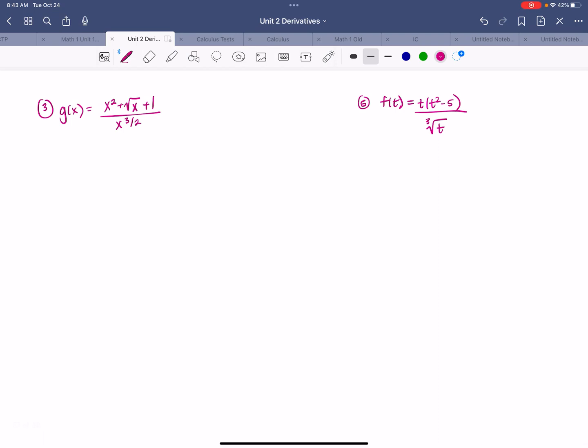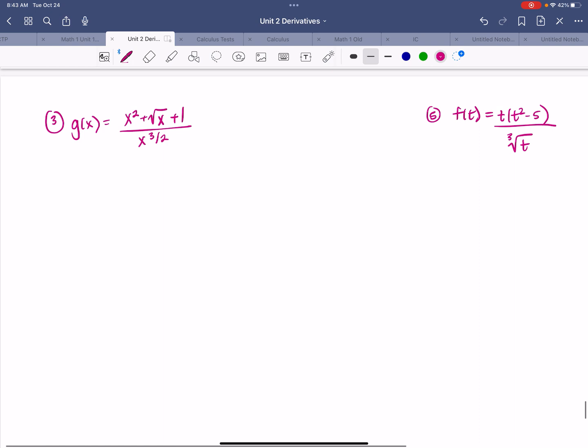In this video, we're going to go over a couple of the homework problems. I chose 3, 5, 6, and number 10. So in number 3, we're given g of x, and it's given as a quotient, so we need to simplify g of x before we take the derivative.